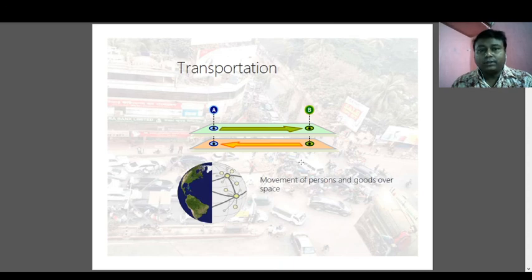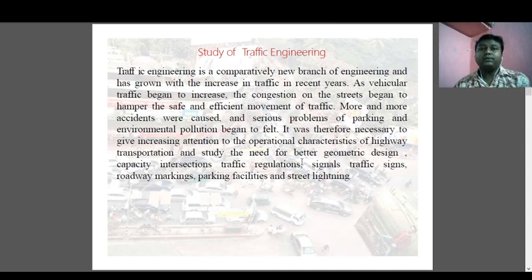Next we will discuss the study of traffic engineering. Traffic engineering is a comparatively new branch of engineering, because this branch has taken a front seat in the last 5 to 10 years. Very few institutions in India have specializations in master's programs on transportation systems. So this is a specialized and new topic which came into the picture and has grabbed the market in recent times.